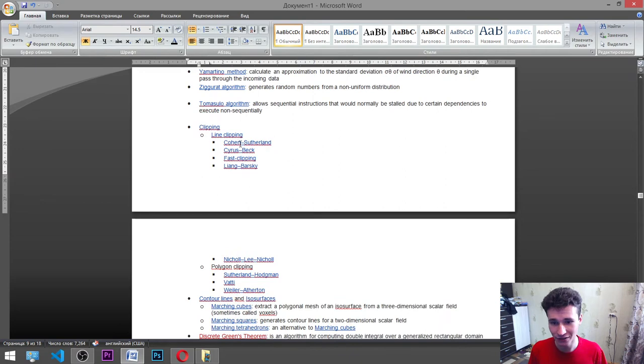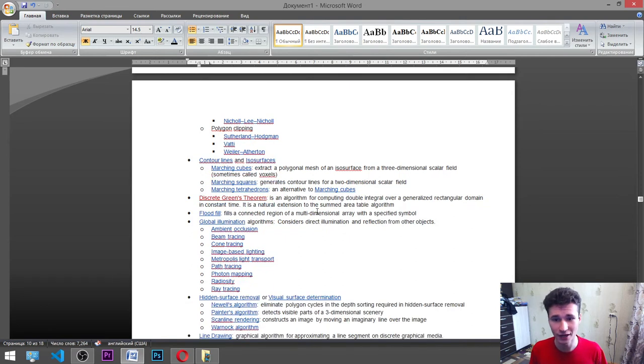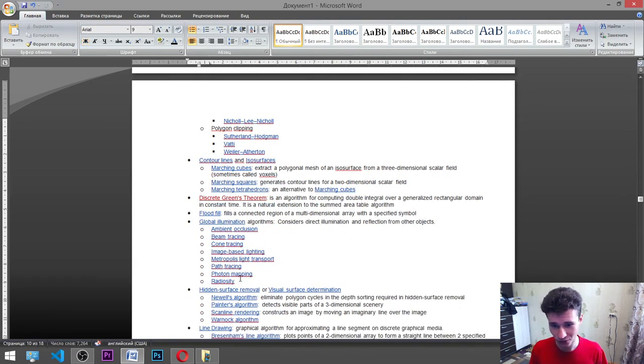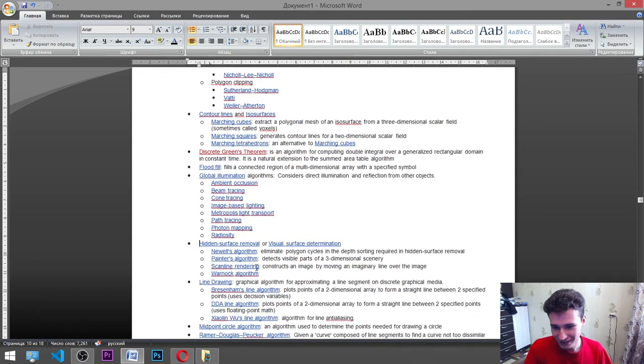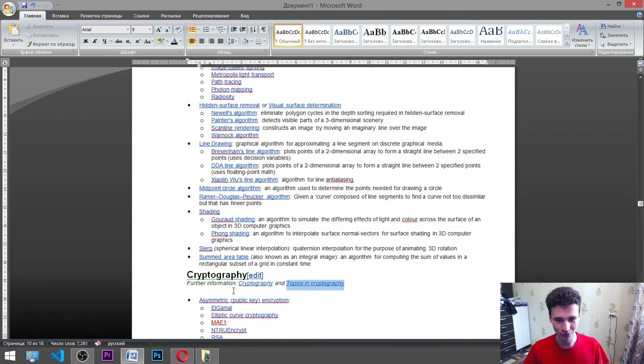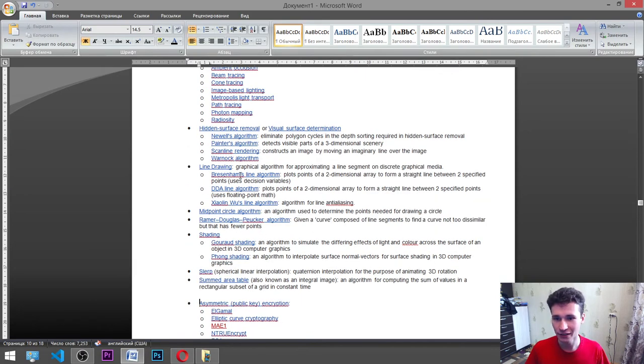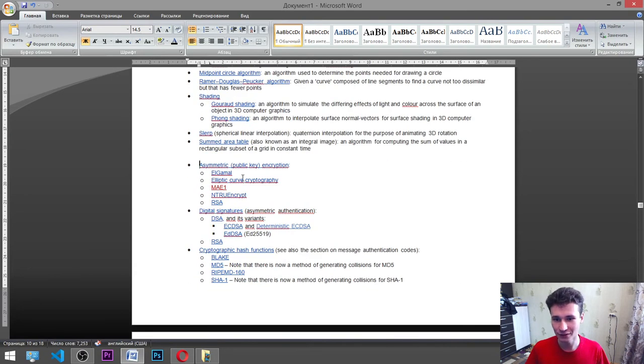clipping, okay, need to learn all of this. Marching cubes, I heard, flood fill, I heard too, discrete Green's theorem, global illumination, ray tracing, we know, the same as it is with different types of reflectivity and things of this nature, interesting algorithm, and super mega used, and slerp, I heard about it, but I will not delete it from this also.